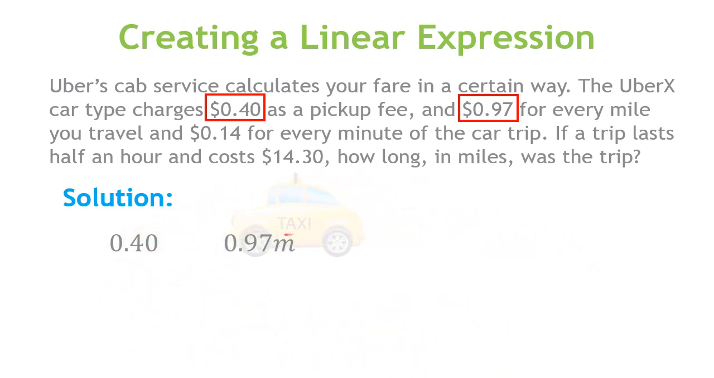Notice that the variable m is mentioned nowhere in the question. We have introduced this variable for number of miles, as per our convenience. You could have used any alphabet for number of miles, but m is easy to associate with miles. Coming back to the question, we are given that 0.14 is charged for every minute of the ride, meaning the charge for, say, t minutes would be $0.14t.